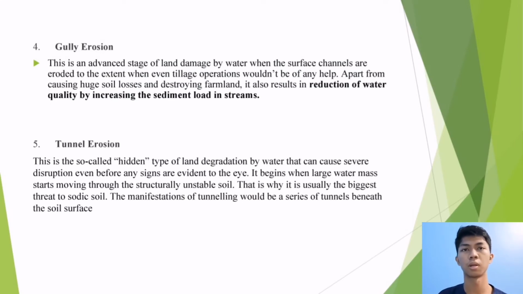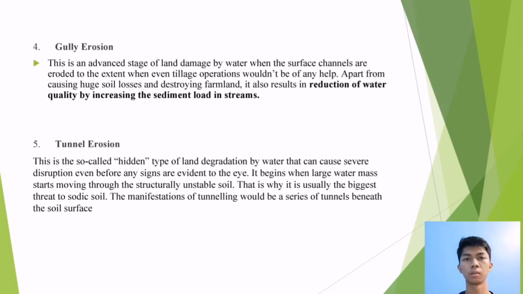The fourth type of water erosion is gully erosion. This is an advanced stage of land damage by water when the surface channels are eroded to the extent when even tillage operation wouldn't be of any help. Apart from causing huge soil losses and destroying farmland, it also results in reduction of water quality by increasing the sediment load in streams.